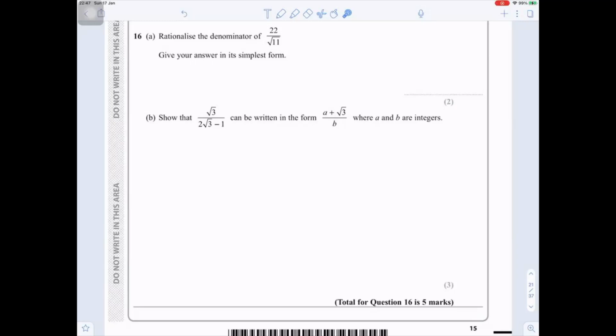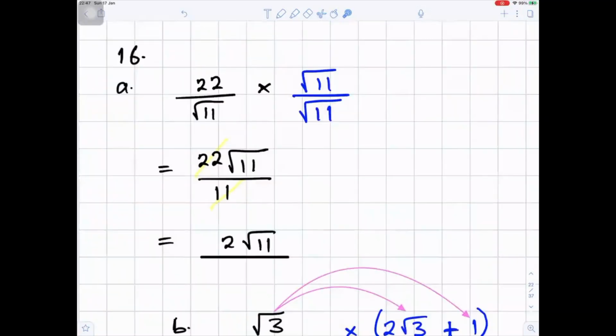Show that square root of 3 over 2 root 3 minus 1 can be written in the form a plus root 3 over b, where a and b are integers. So for 16a, we will multiply by square root of 11 divided by square root of 11, because square root of 11 divided by square root of 11 is like 1. So it's like multiplying by 1, and that doesn't change an answer.